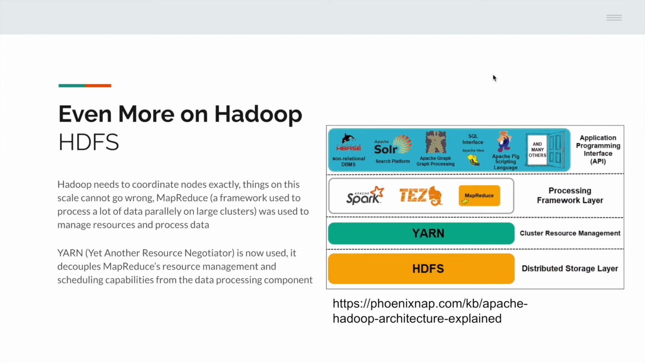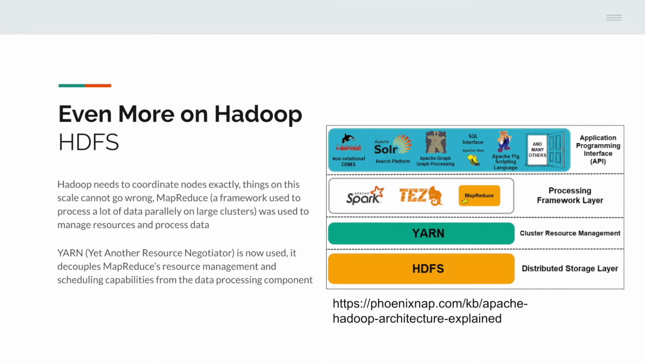Even more on Hadoop. So Hadoop needs to coordinate these nodes exactly. So if the nodes become out of sync, you can imagine things will start to go wrong quite quickly. Things on this scale, so if you imagine terabytes, petabytes of data even, things on that scale can't go wrong. If they do, then you're in a world of mess dealing with so much data.